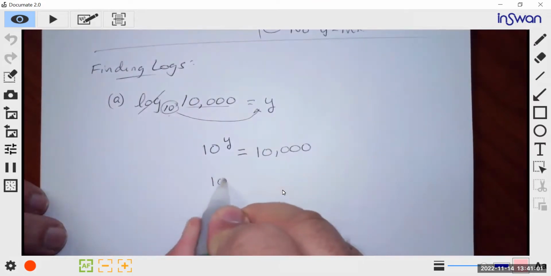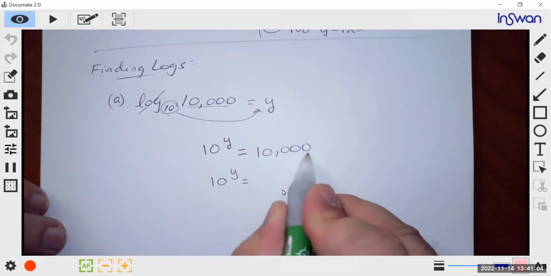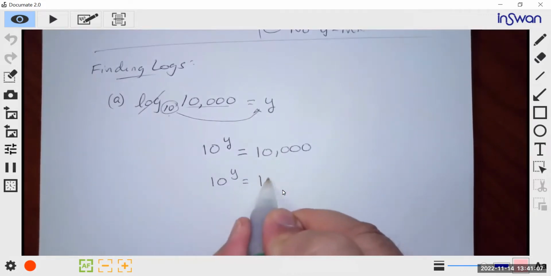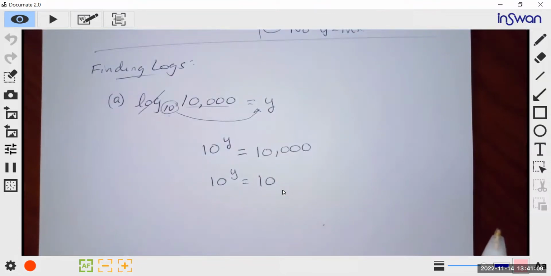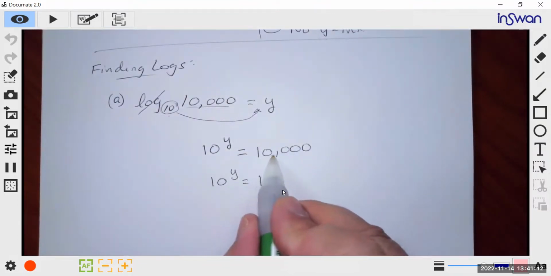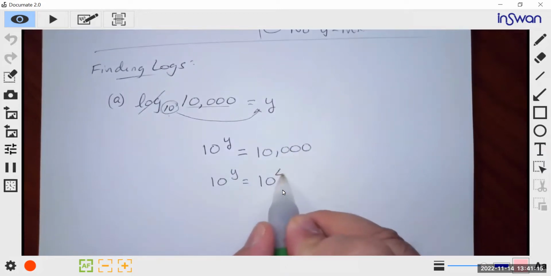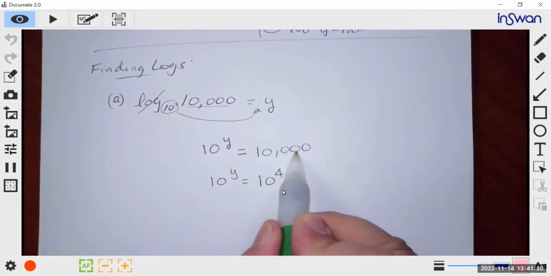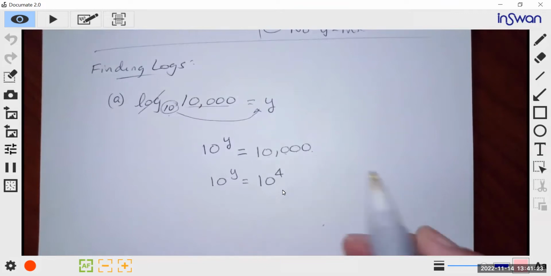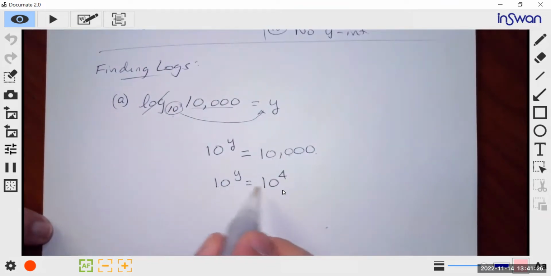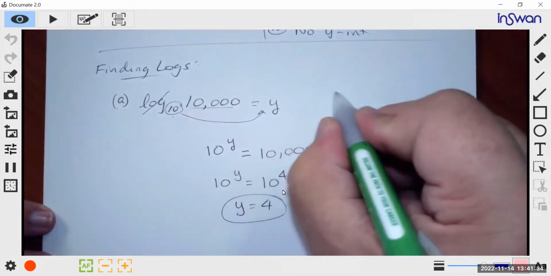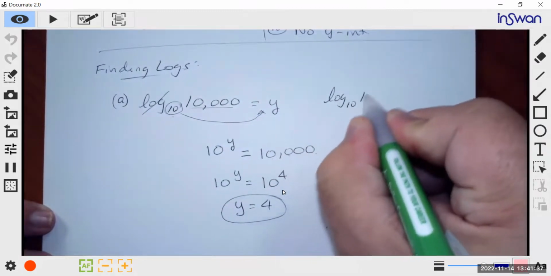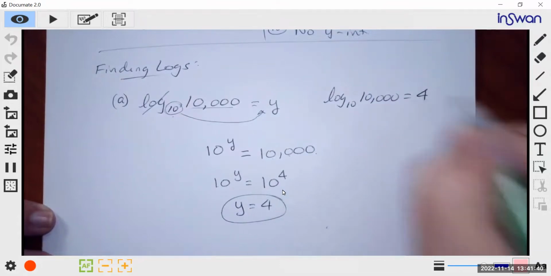So what we have to do is, 10,000 is 10 to what power? 10 times 10 times 10 times 10. So it's 10 to the fourth power. 10 times 10 is 100, times 10 is 1,000, times 10 is 10,000. Since the bases are the same, the answer is 4. So the answer to this question is 4.